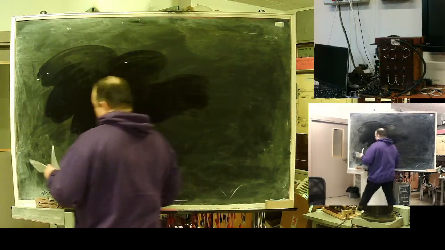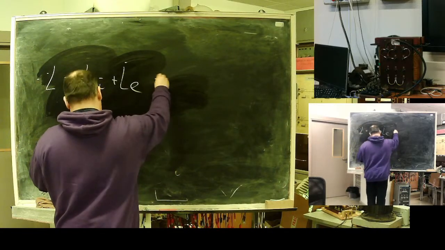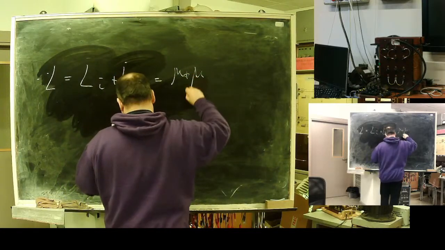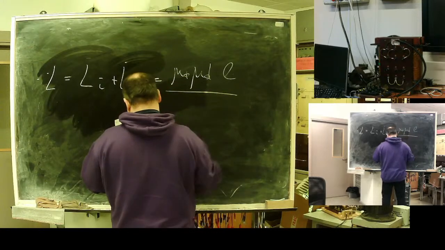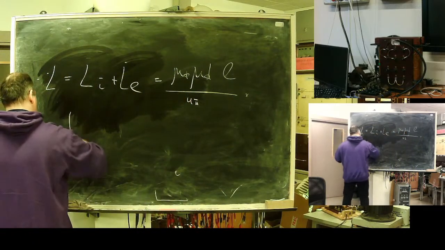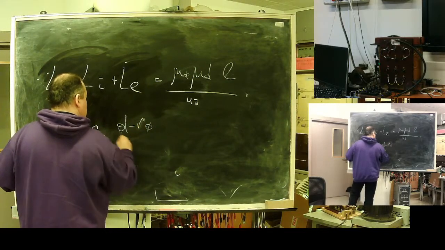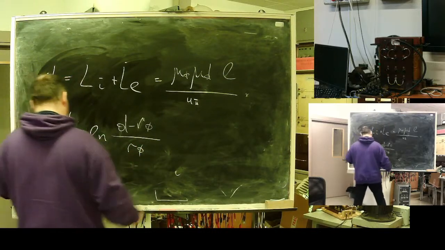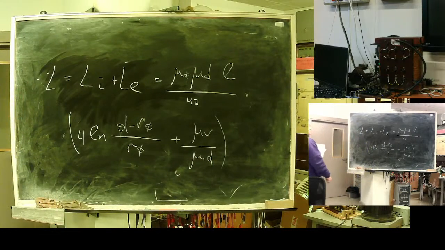It's Carson's formula. Internal plus external, and it will be mu0 times length divided by 4 pi and multiplied by 4 natural logarithm of D divided by R0, plus mu divided by this medium conductivity. I use Carson's formula.